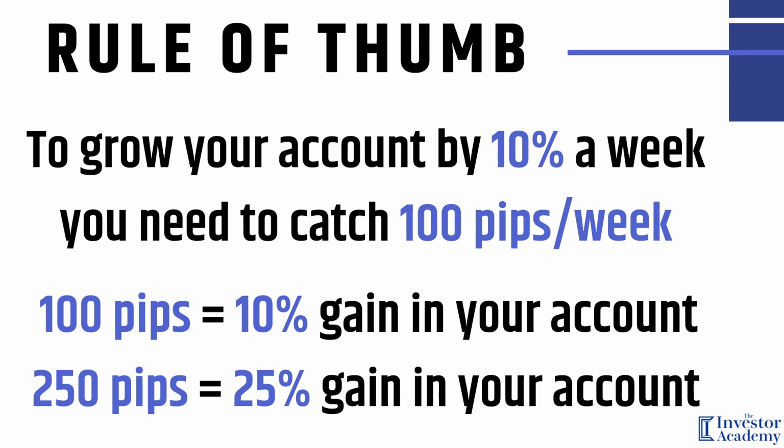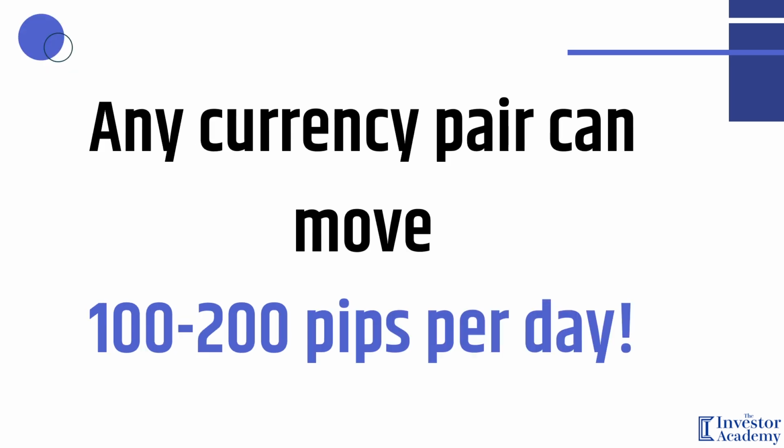250 pips would have been a 25% gain in your account as opposed to a 10% gain from only 100 pips. And for your reference, the average currency pair moves 100 to 200 pips per day. All you need to do is learn how to catch 100 pips per week, which realistically can be done in a couple hours in one single trading day.